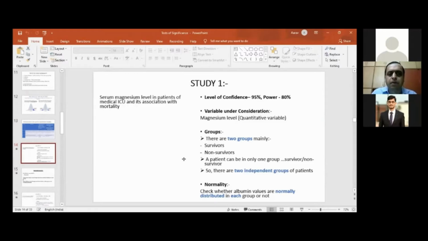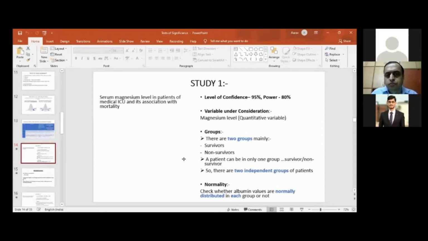Now coming to study number 1, there is a researcher who decides to check serum magnesium levels in patients in a medical ICU, and he decides to check its association with mortality. A very common sort of study in critical care: albumin, magnesium, something or the other for checking mortality.